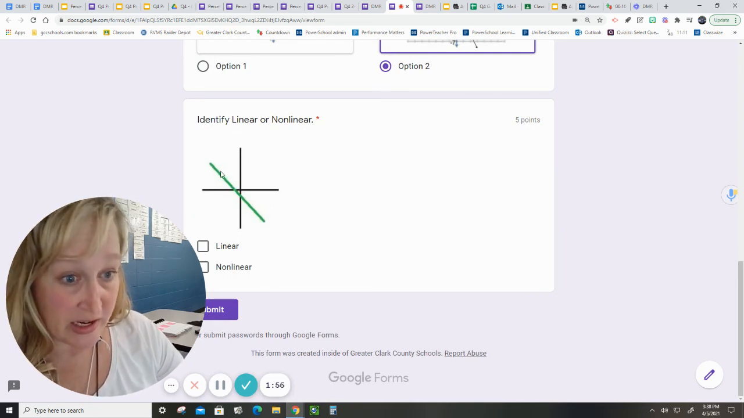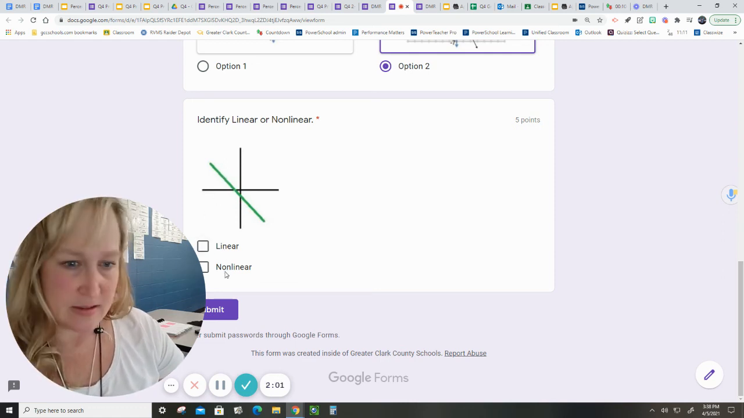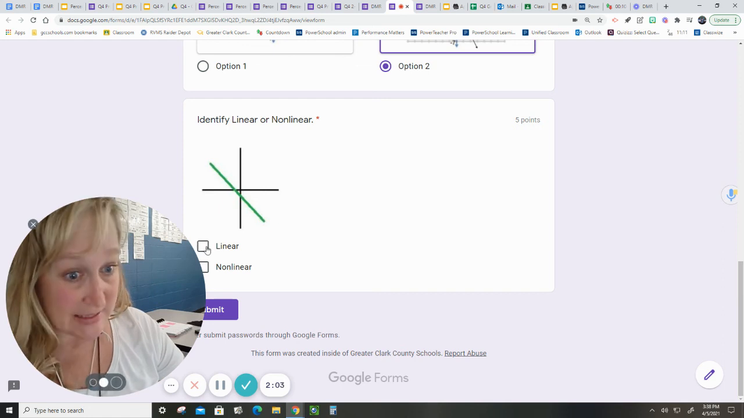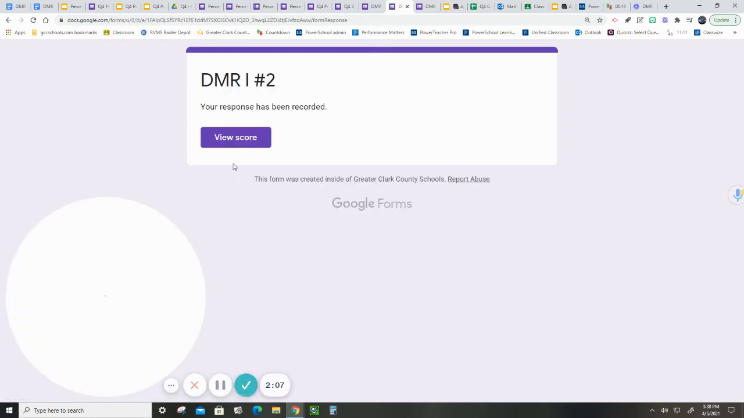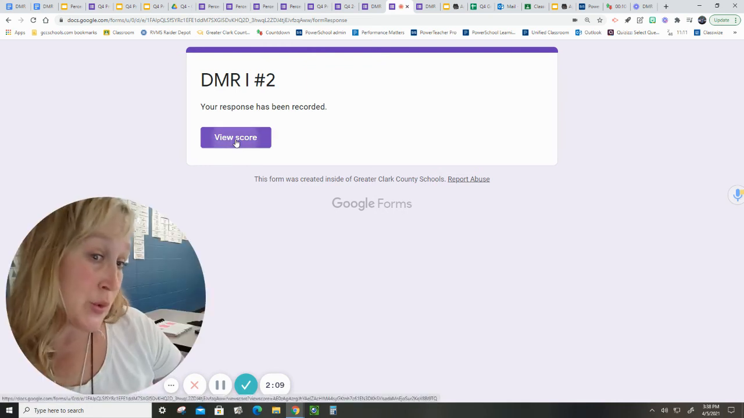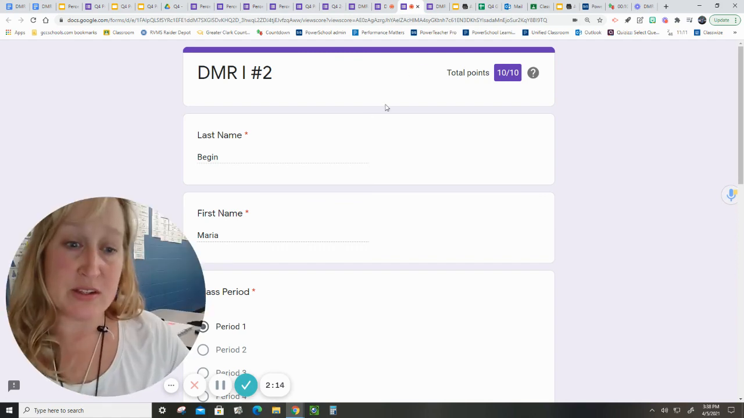Looking at that green, this time it's a line. So it is a line. It's not nonlinear. It is a line. So you will check the box, hit submit, view your score, make sure you're correct. Ta-da! We are correct. We're good to go.